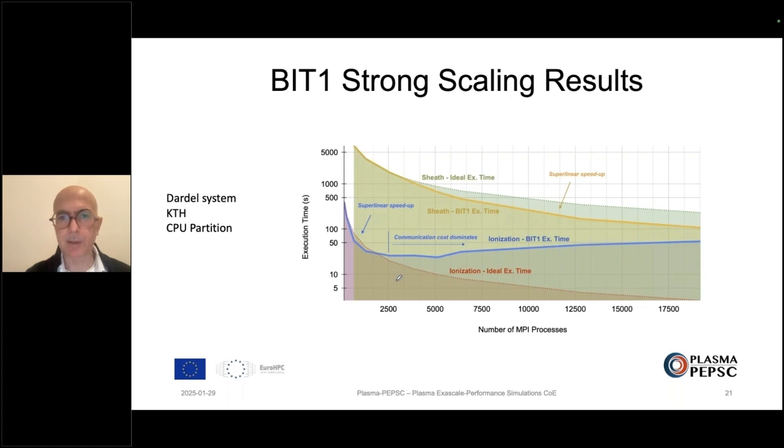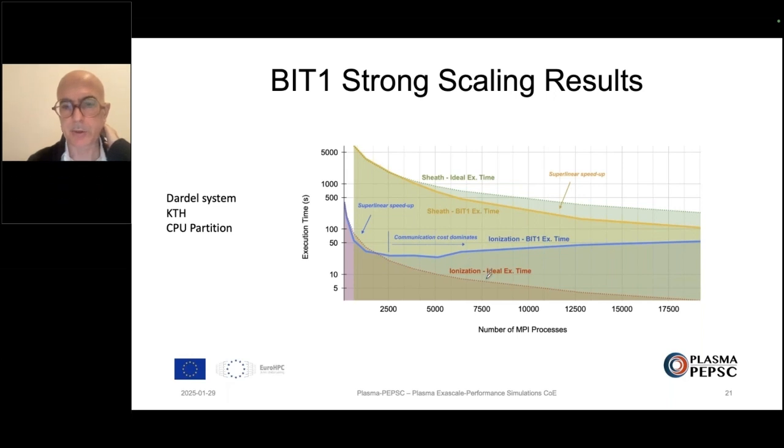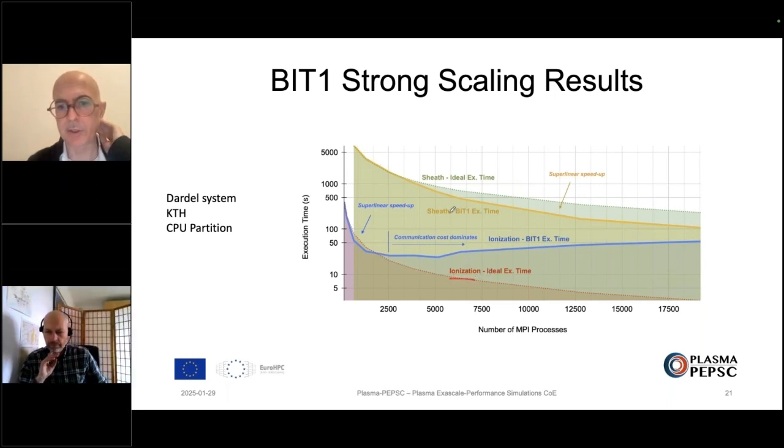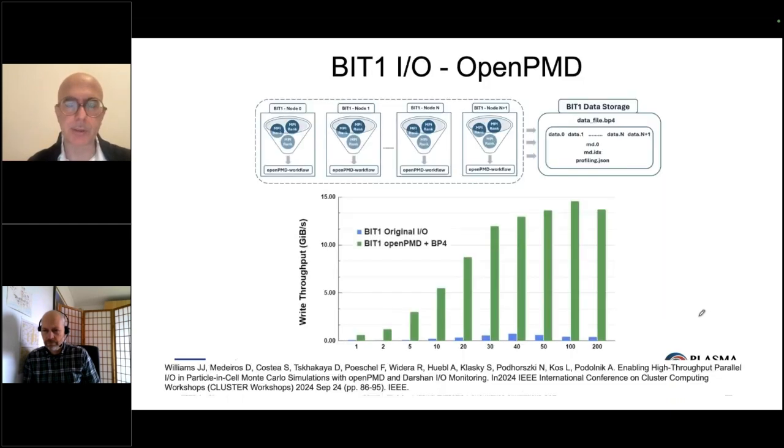This is an example also of BIT1 strong scaling. You see, for instance, there are two test cases. One is ionization. The second one is sheath. The ionization is a too small problem, so this is the blue line. You see you can start scaling, but then the problem itself is too small to scale beyond 2,500. In a much more realistic case, you see also very good scaling in the sheath project up to 20,000 and also beyond. So very happy with the scalability part.